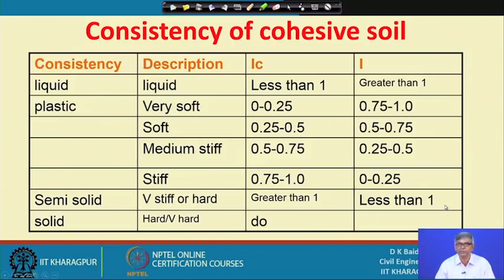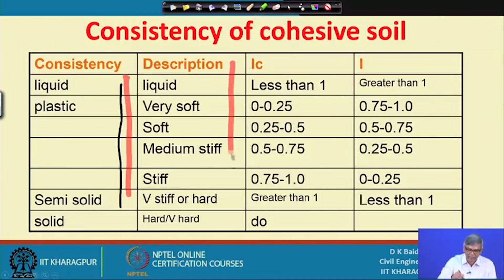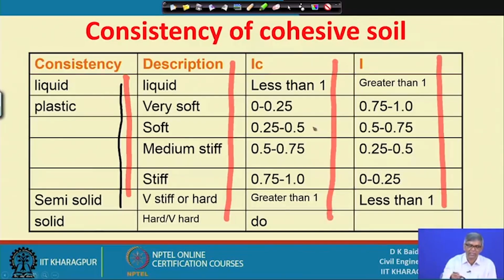And for the consistency of cohesive soil, if the description is liquid, the IC value will be less than 1. I have just shown the parameters IC and IL, the liquidity index. If these are the consistencies and this is the description of the material, then what is the expected IC value, and for that IC value, what is the corresponding soil?